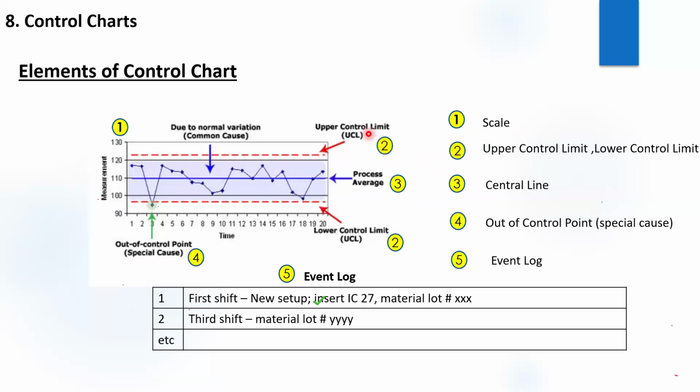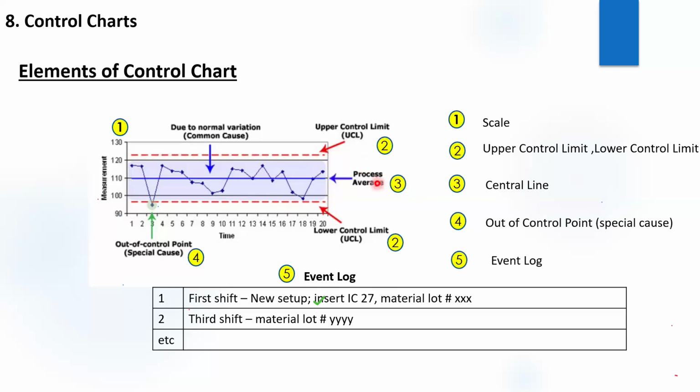Point number two, this is called the upper control limit, UCL, and this is called the lower control limit, LCL. I again tell you, specification limits are given by the customer, but control limits are to be calculated by using a formula. I will tell you how to calculate control limits for one of the control charts, because there are lots of types of control charts. We are not going to cover everything in detail, but these two lines are called the upper control limit and lower control limit.